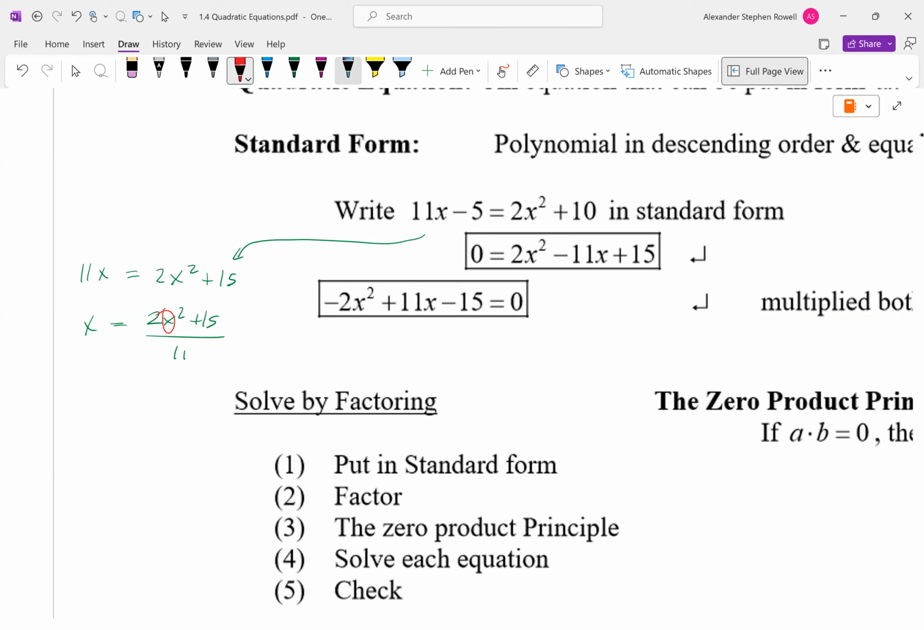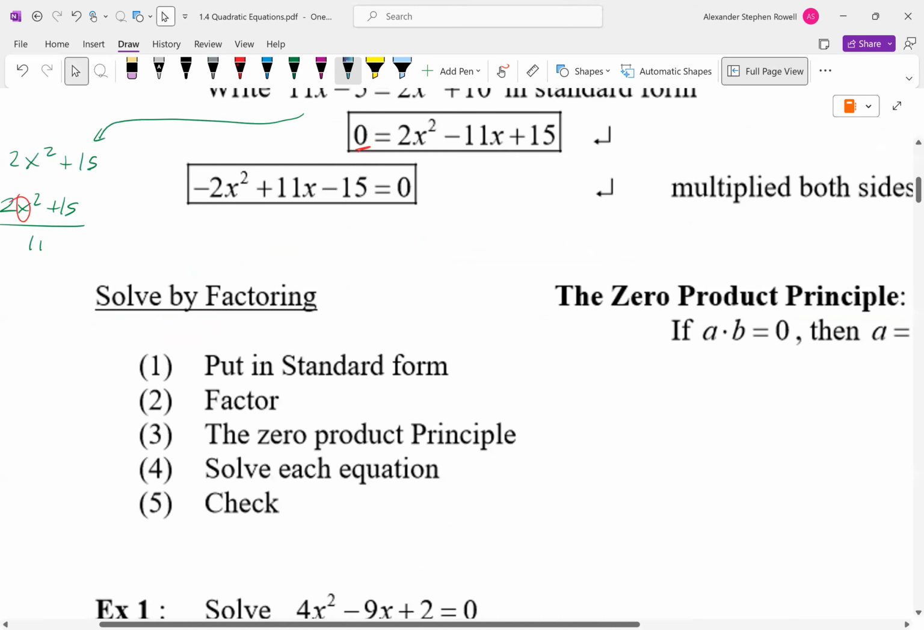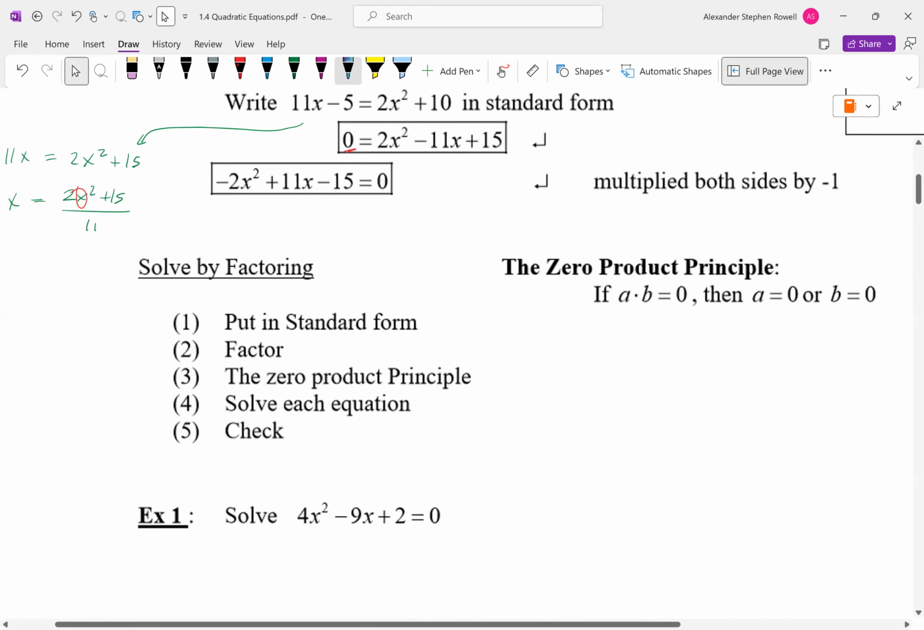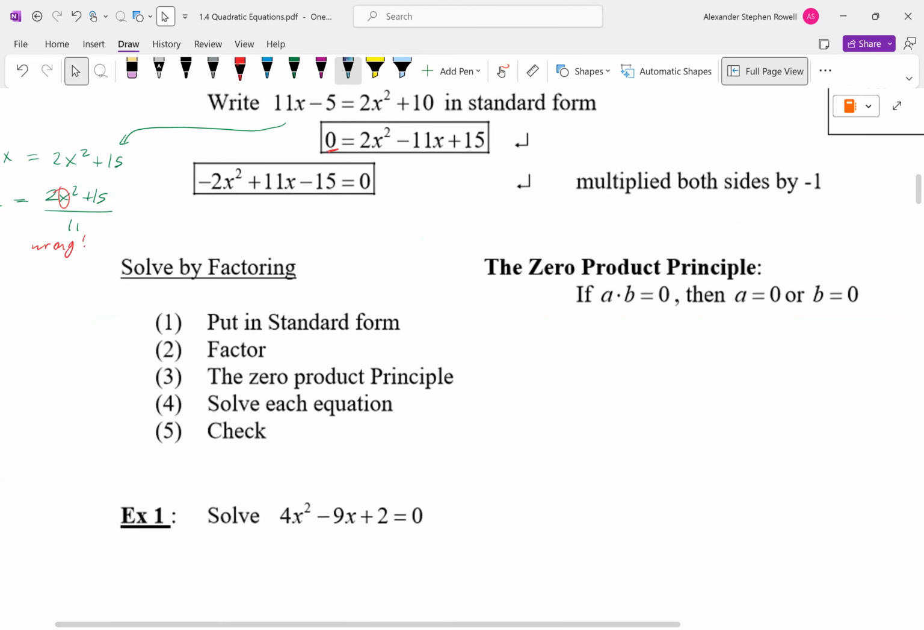So you need to identify first, is it linear or quadratic? Because your approach will be very different. Linear, you do what I did. For quadratic, you make one side 0, right? Very different approach. Okay. Wrong. Not solved for.